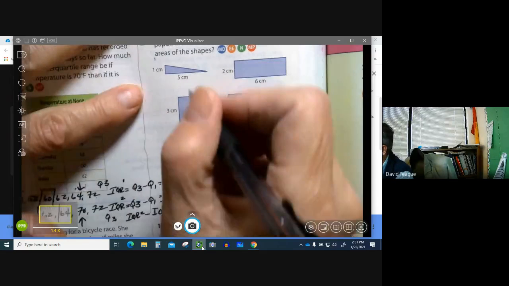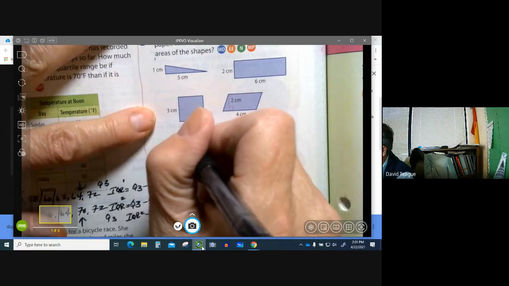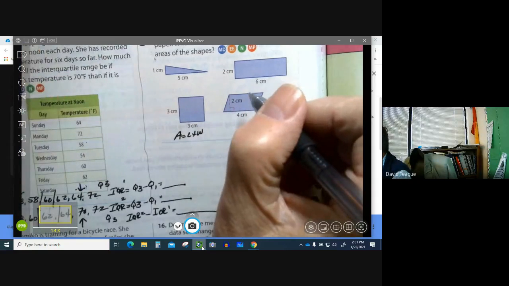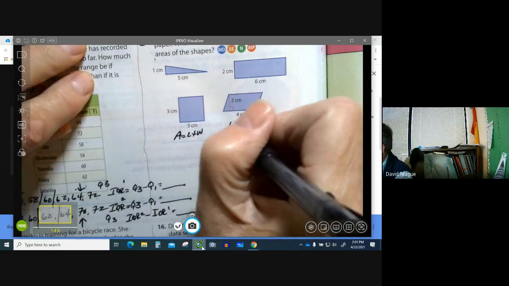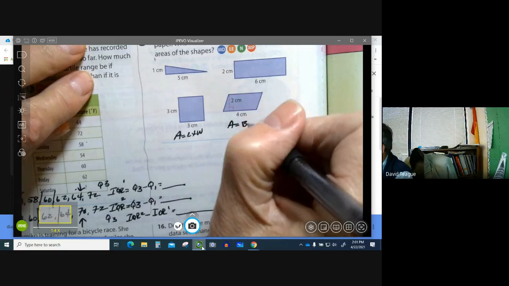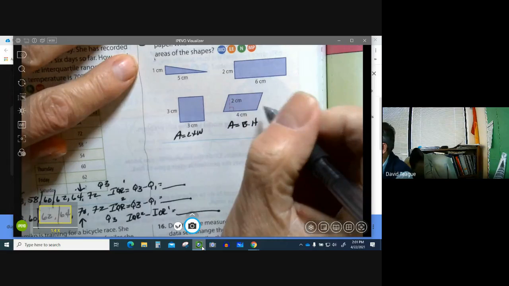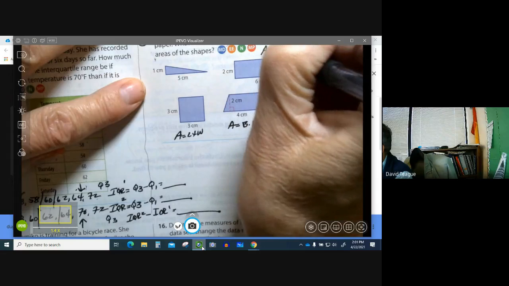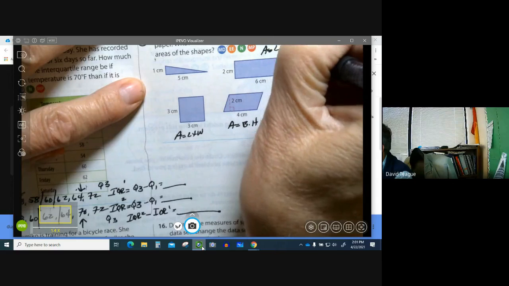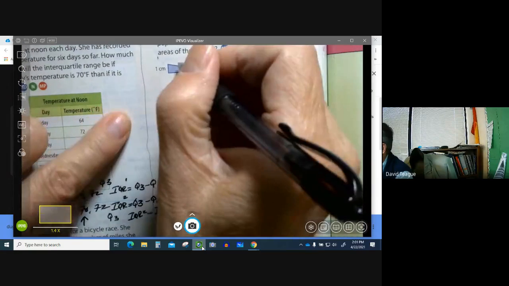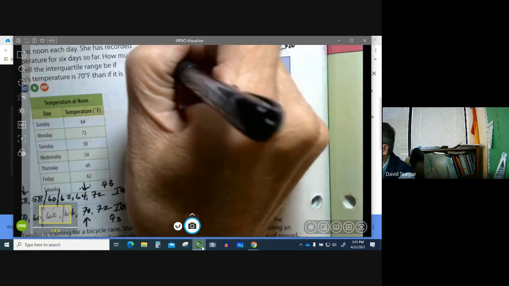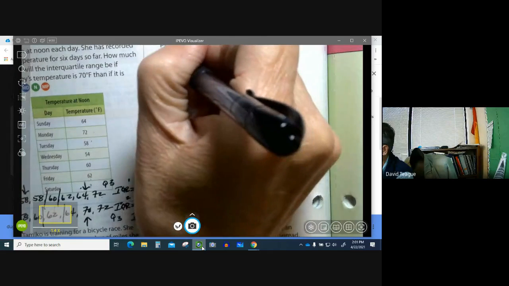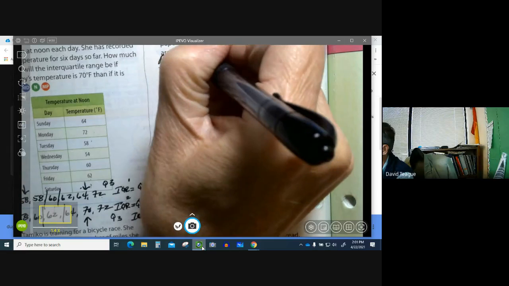Okay, to find the area of a square is length times width, right? The area for a parallelogram is base times height. Area for a rectangle is length times width, right? Now I have a triangle. What's the formula for the area of a triangle? It's 1/2 the base times the height.